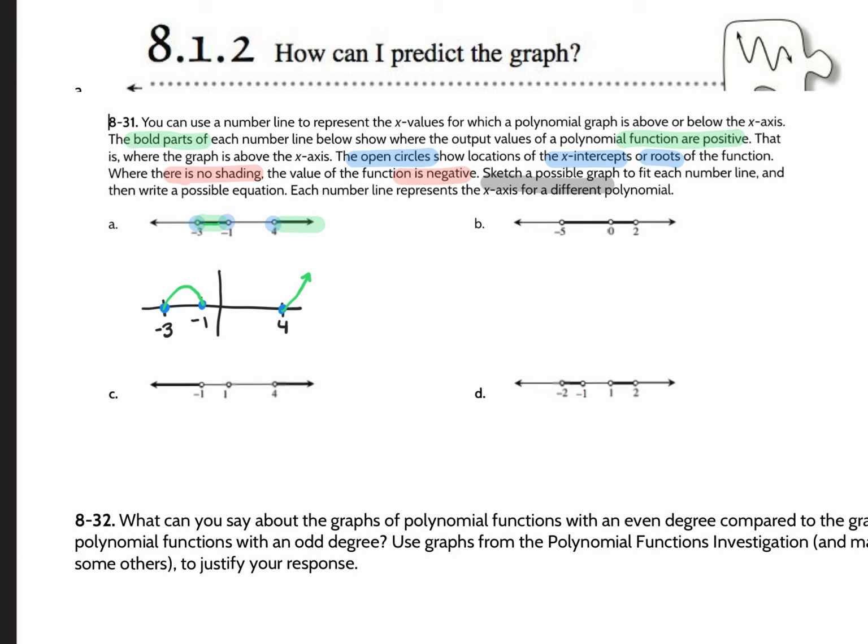Anywhere that it's not shaded, so that would be these parts of my graph, that's going to represent negative portions of my function, meaning anything below the x-axis. So anything to the left of -3 and anything between -1 and 4 will be negative. So now I've got a quick sketch of my graph. Go ahead and try the other 3.